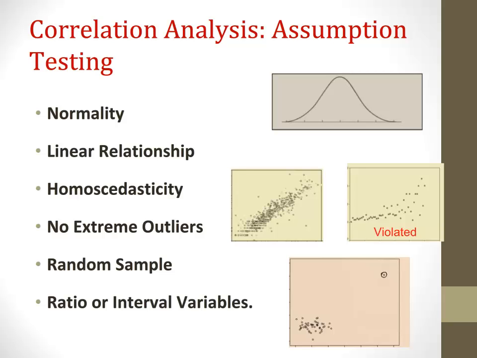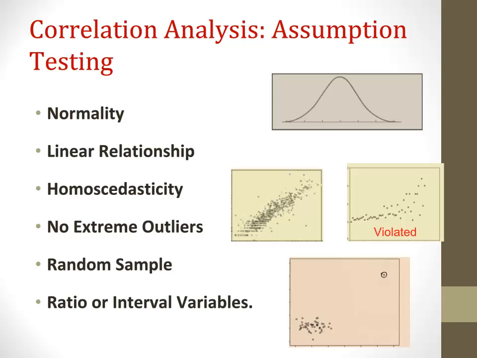However, on the other side, you'll see a scatter plot with the word violated in it. And here we notice that the points are really clustered close together on one side of the scatter plot, and they sort of spread out on the other side. This does not make a cigar shape, and here we would say that this assumption of homoscedasticity is not tenable.